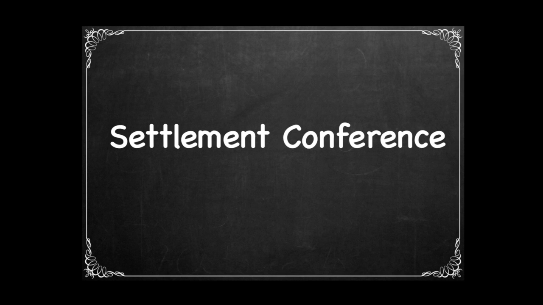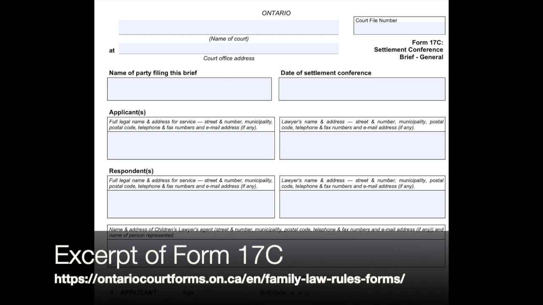If not all issues are resolved at case conference, then the matter will move on to the next step, which is a settlement conference. In a settlement conference, it's pretty much a repeat of the same process for the case conference. Each party has to prepare a brief. This is a Form 17C.